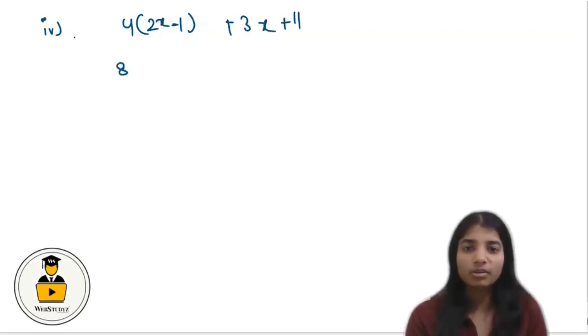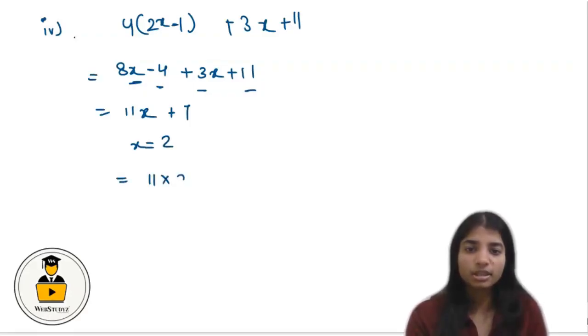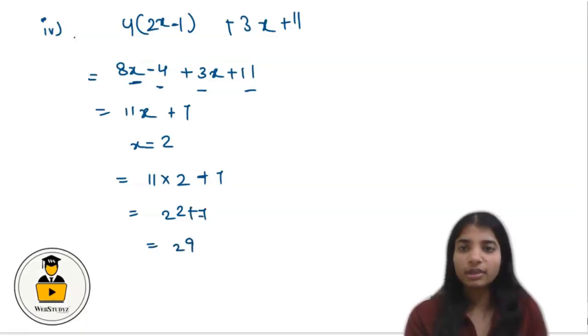4 multiplied by 2x is 8x. 4 multiplied by minus 1 is minus 4, plus 3x plus 11. 8x plus 3x is 11x, and minus 4 plus 11 is 7. So 11x + 7 is here. Now we plug in the value of x as 2. So this expression equals 11 multiplied by 2 plus 7. 11 multiplied by 2 is 22, and 22 plus 7 is 29. So the answer to part 4 is 29.